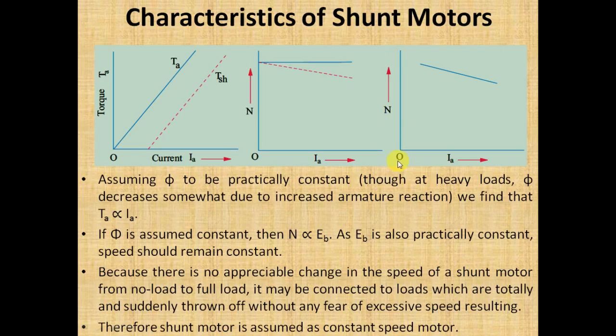This is actually the mechanical characteristics. Please note the change. Here it won't be Ia, this will be Ta, that is the armature torque. As we have told in the case of a DC series motor, the speed versus armature torque characteristics will be very much similar to that of the speed versus armature current characteristics.